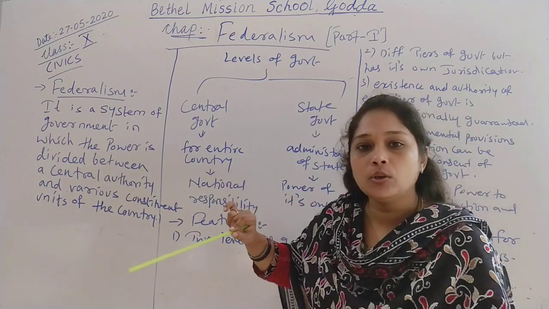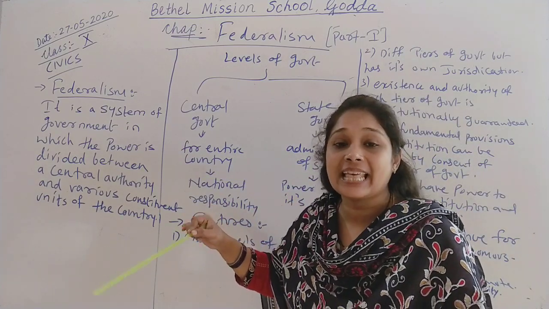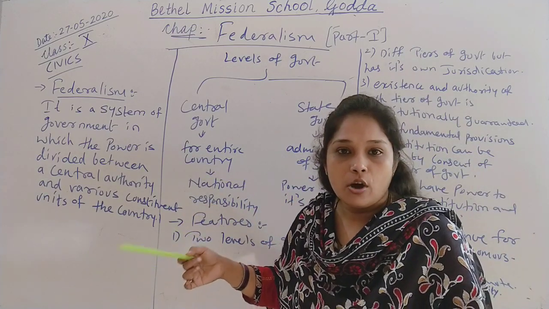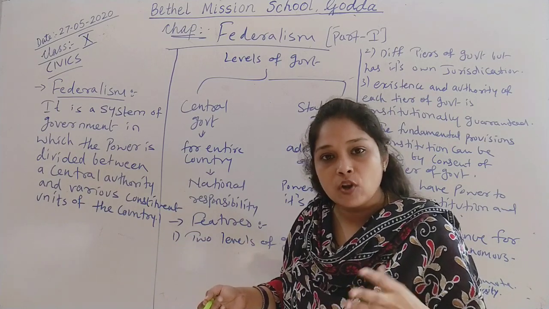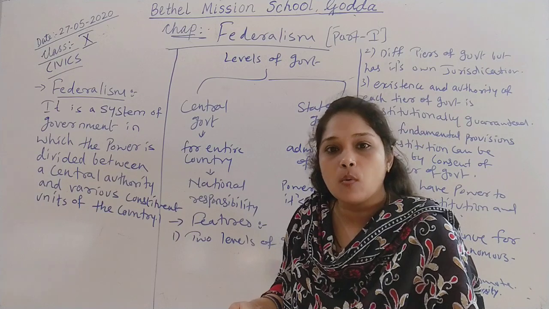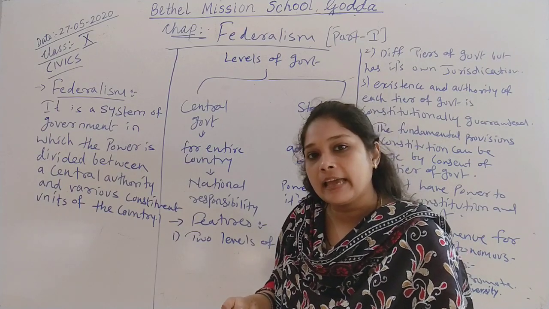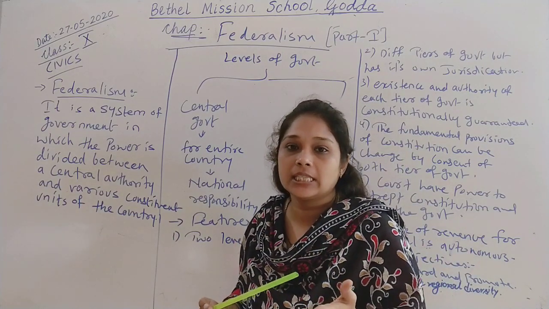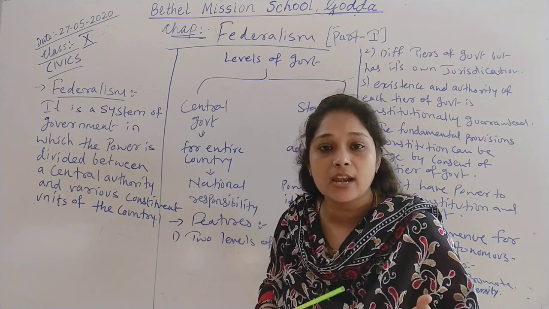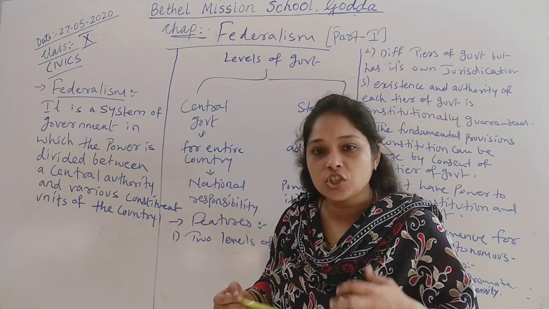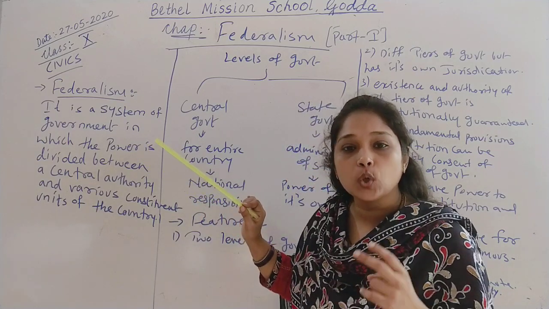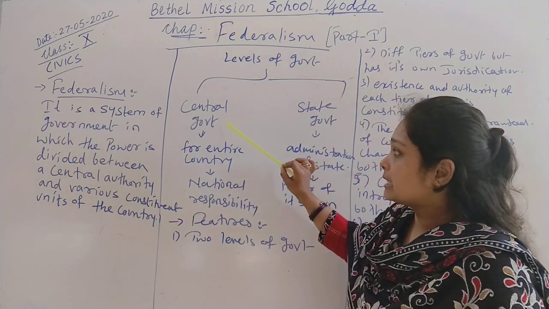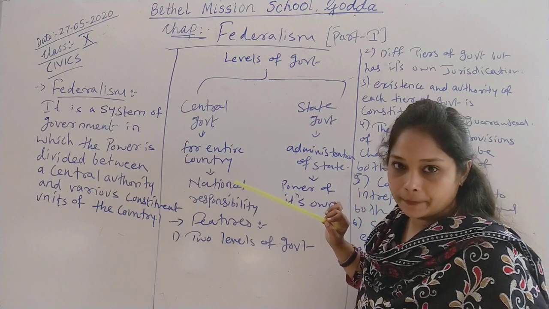But in some other countries, like Sri Lanka, or nowadays Belgium, they have local government which has its own power. That is why we can say that they have three levels of government: central government, state government, and local government. But originally, when we talk about federalism, there are only two levels of government, that is central government and state government.